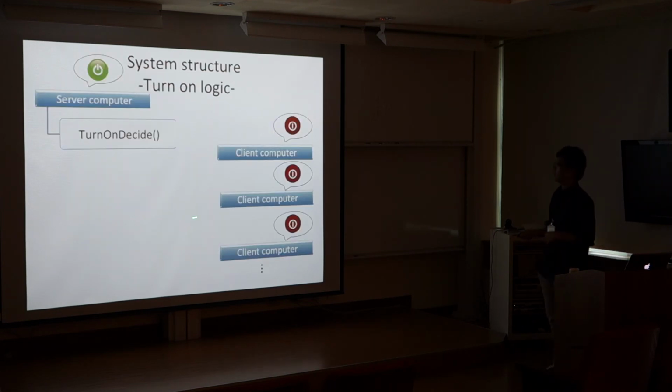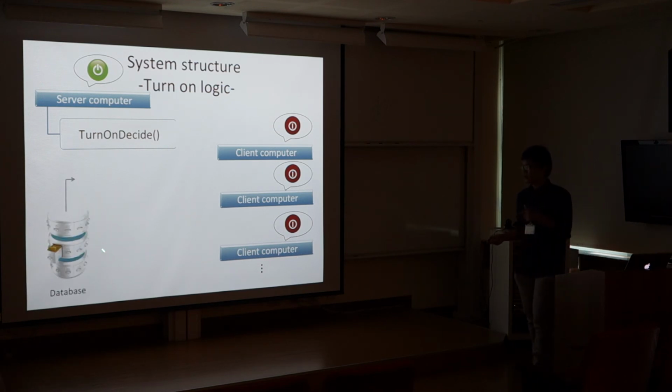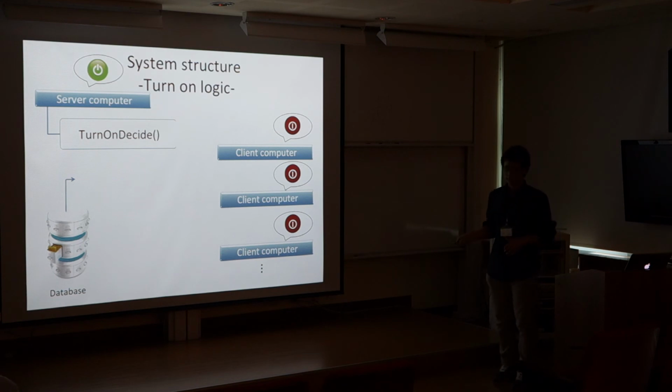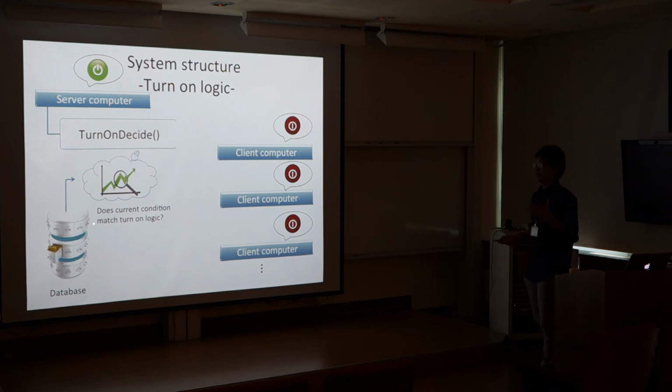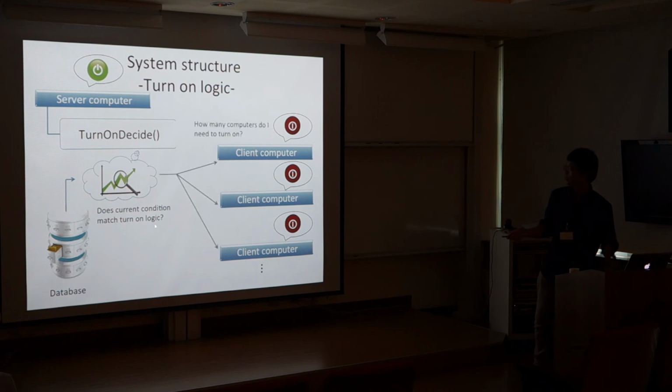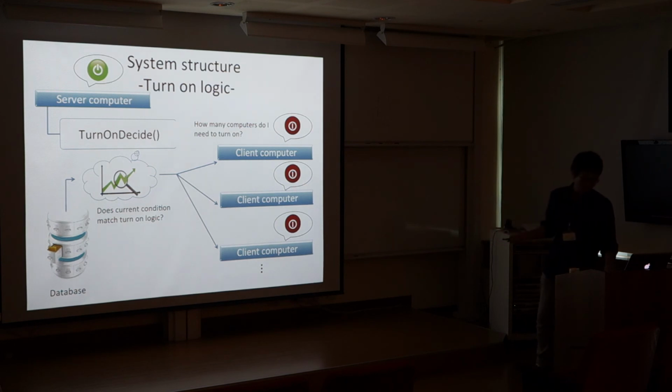Now, I will talk about the turn on decide list function. In the same way, this function will take data from the database and then analyze this data. Does the current condition match the turn on logic? If it matches, it will calculate how many computers I need to turn on and do that. Maybe turn on 1, turn on 2.